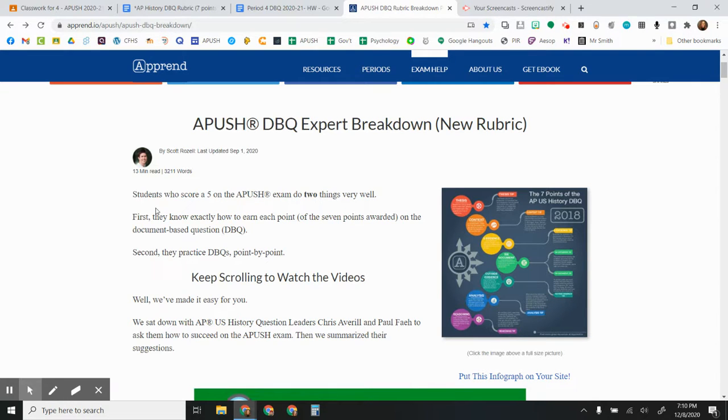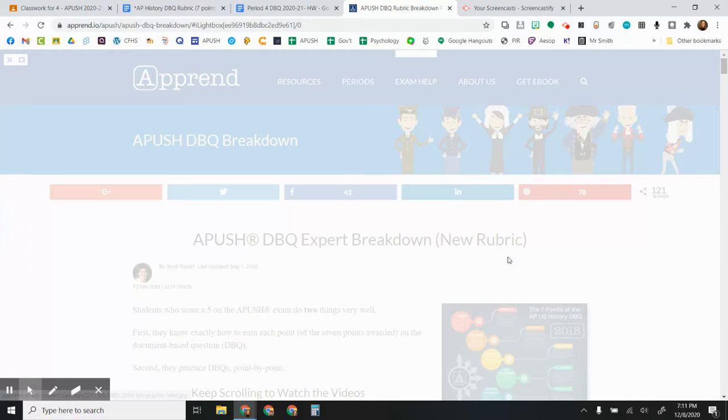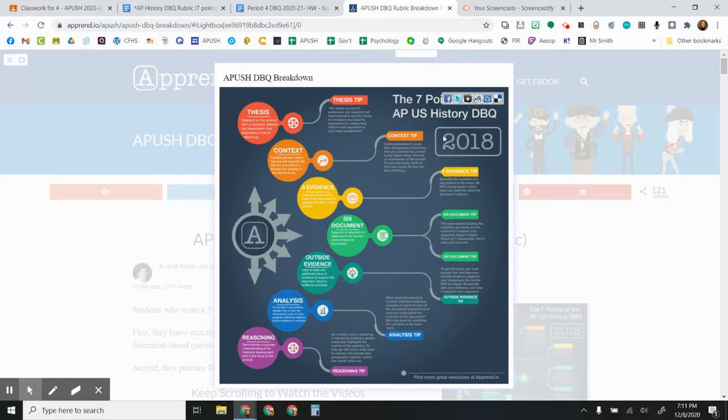And it says here, students who score a 5 on the APUSH exam do 2 things very well. First, they know how to earn each point of the 7, which is one of the reasons I spend so much time talking about make sure you get that contextualization point. Make sure you get that outside evidence point. If you know what the points are, then you can construct your essay in such a way to make sure that you hit all 7 of those points. This is a great graphic to look at. Maybe I'll see if I can get some copies of it, but it just sort of lays out all of the 7 points there.